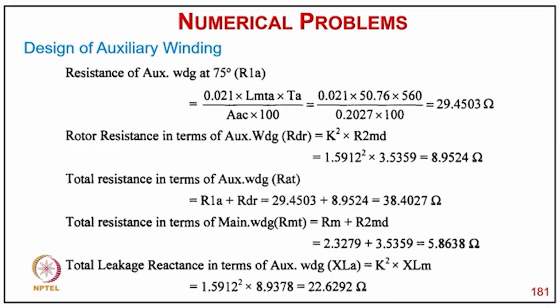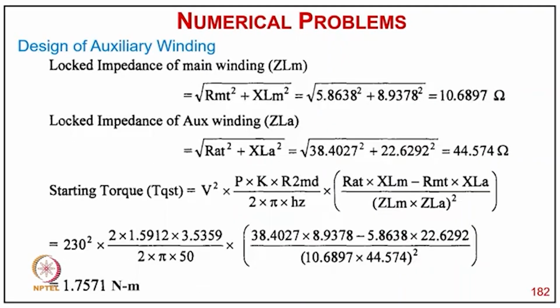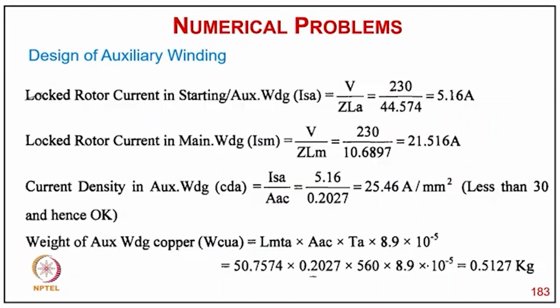The total leakage reactance of the auxiliary winding, K square times the reactance, comes to 22.6292 ohm, and the locked rotor impedance of the main winding, square root of RMT square plus XMT square, comes to 7.6897 ohm, and the locked rotor impedance of the auxiliary winding, square root of RAT square plus XAT square, comes to 44.574 ohm, and then the starting torque, putting in this relation, comes to 1.737 Newton meter.